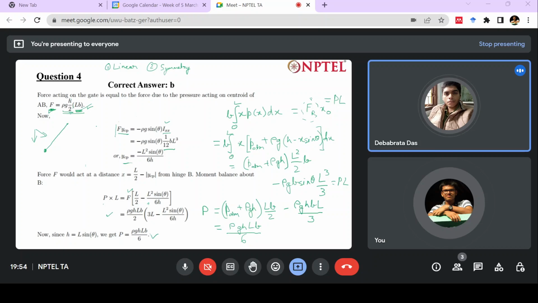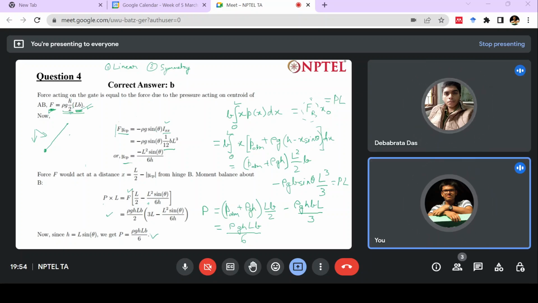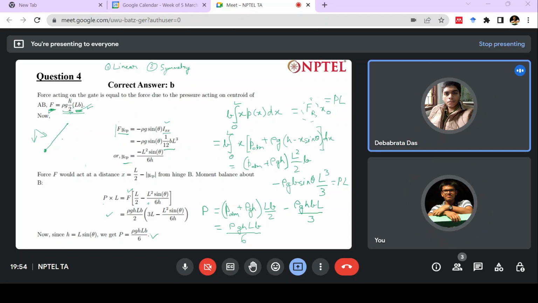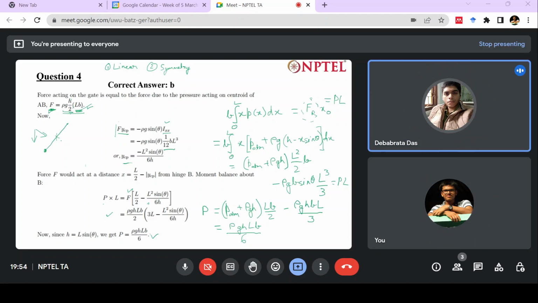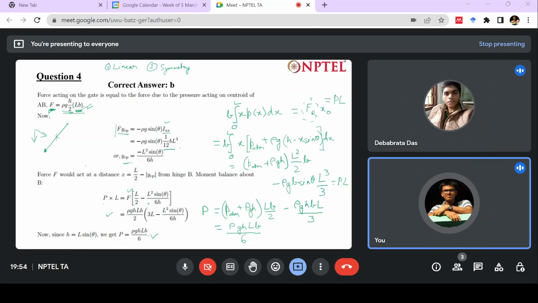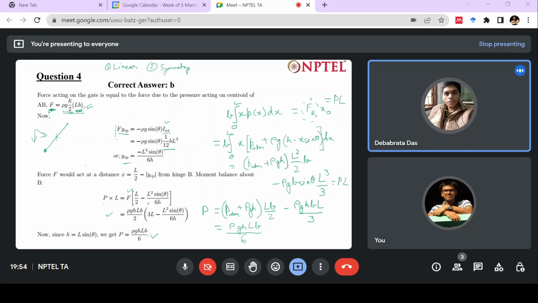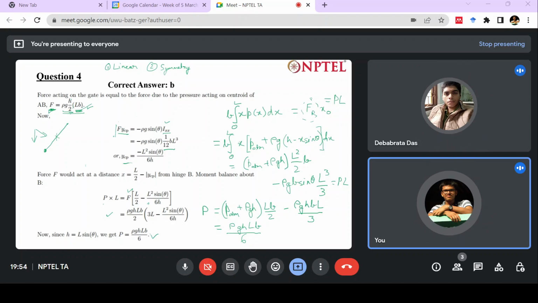IXX is the moment of inertia. So 1 by 12 BL cube. 1 by 12 BL cube is from the center, right? If I remember correctly, 1 by 12 BL cube is from the center. And they have done the same thing, taking the moment using this force and YCP.